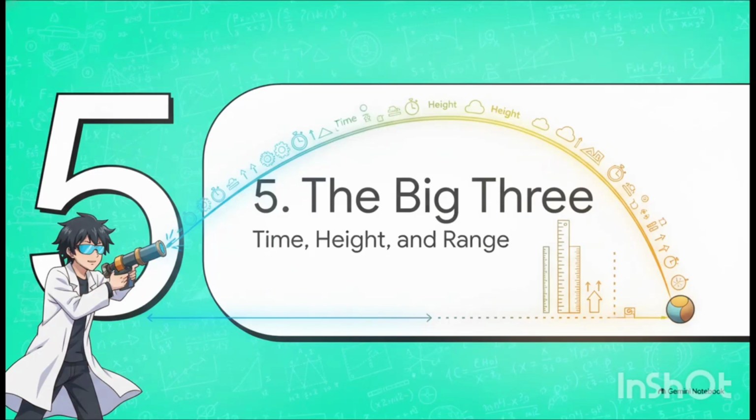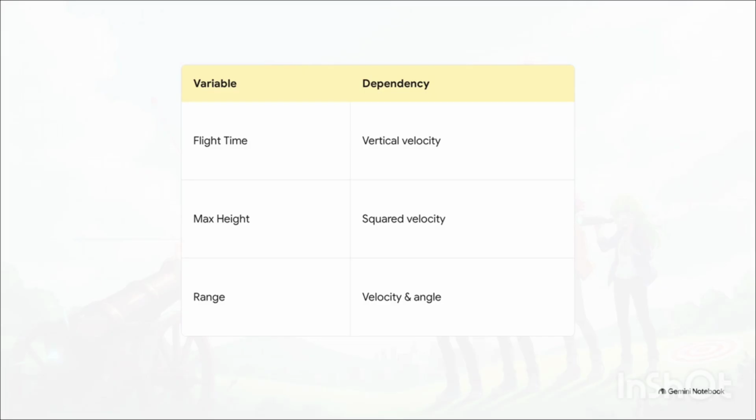Section 5. Time, height, and range. Now, to figure out exactly where our projectile is going to land, how high it will go, and how long it'll hang in the air, we don't need to get bogged down in massive textbook equations. We can just neatly organize the mechanics into the big three variables: time of flight, maximum height, and horizontal range. The beauty of this is that all three of these outcomes are dictated entirely by just two inputs from you: how fast you launch the object and the angle you launch it at. Notice how the height and the time depend heavily on the vertical component, while the total range needs a perfect balance of both your speed and your angle.